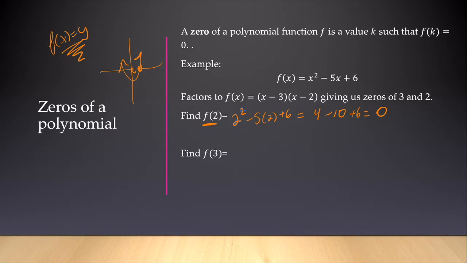Next, let's find f of 3. 3 squared minus 5 times 3 plus 6 is 3 squared, which is 9, minus 15 plus 6, which is also 0. Very, very interesting. Keep that in mind as we go forward.